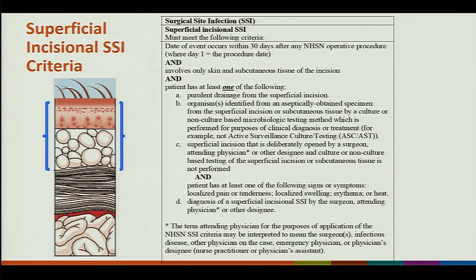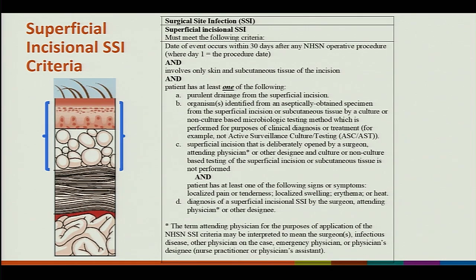The date of event occurs within 30 days after any of the 39 NHSN operative procedure categories, where day 1 is the procedure date, and involves only the skin and subcutaneous tissues of the incision, and the patient has to meet at least one of the following, just one, and one criterion doesn't depend on meeting another. So I just wanted to make that clear. So the first is A, purulent drainage from the superficial incision. B would be organisms identified from an aseptically obtained specimen from the superficial incision or subcutaneous tissue by a culture or non-culture based testing method.